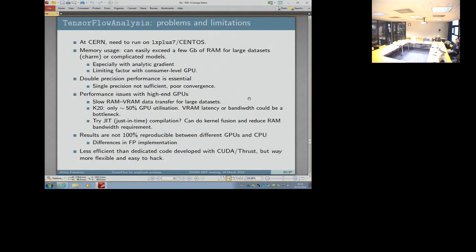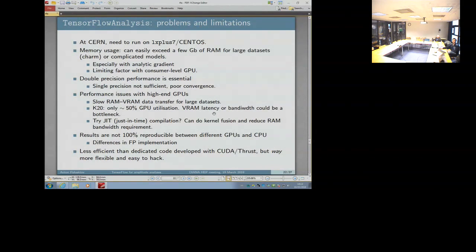I mean, discussions. Right. In principle, there are some possibilities that I've just discovered quite recently. For instance, this just-in-time compilation option that you can enable in TensorFlow if you build it from source. This could potentially help with this memory latency problem. But we just need to try and see.